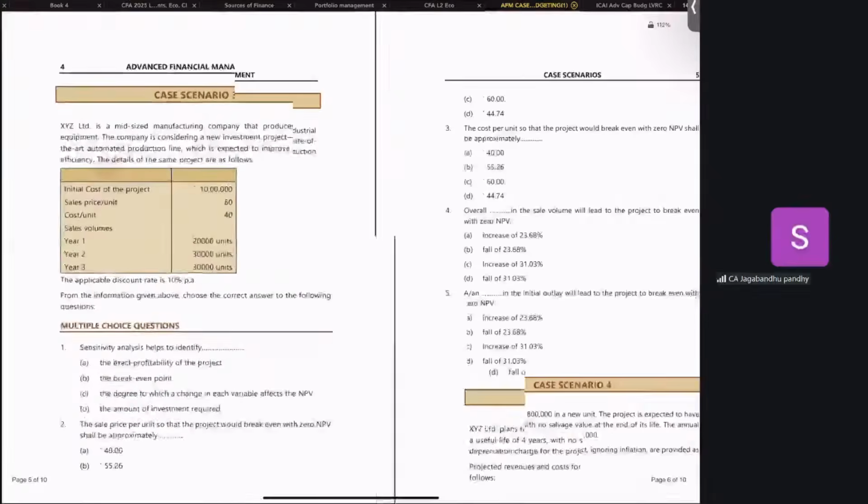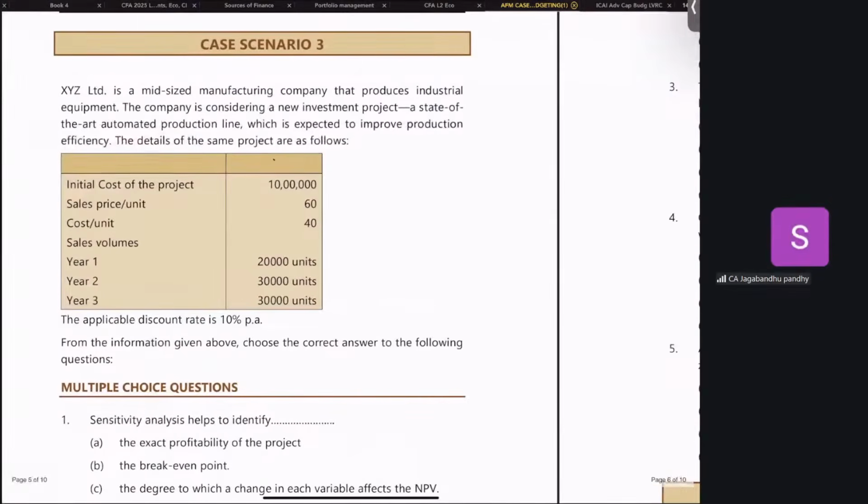Okay. So XYZ Limited is a mid-sized manufacturing company that produces industrial equipment. The company is considering a new investment project, a state-of-the-art automated production line, which is expected to improve production efficiency. Details of the project are as follows. The initial cost of project is 10 lakh. Sale price per unit is 60. Cost per unit is 40. Sales volume is 20,000 units, 30,000 units and 30,000 units.